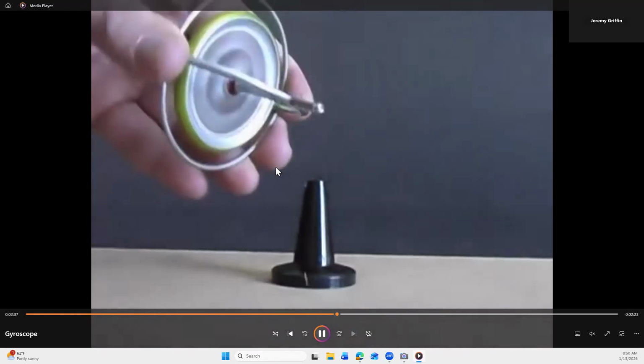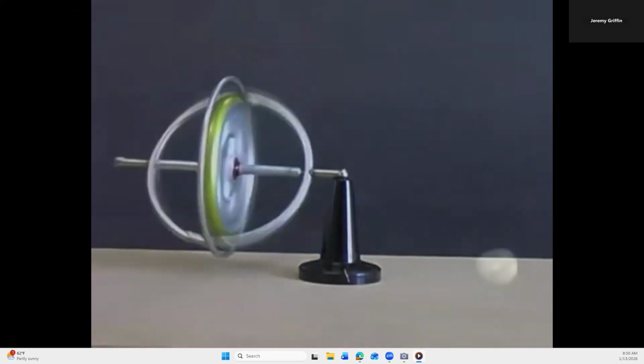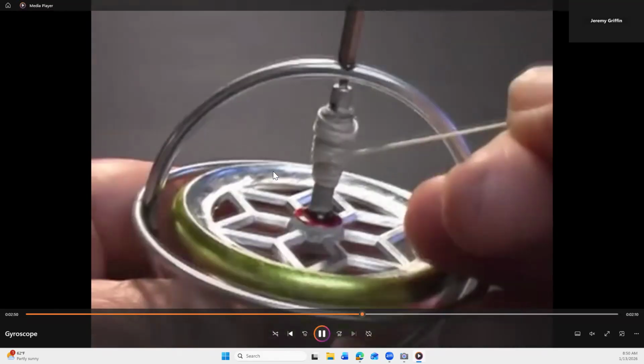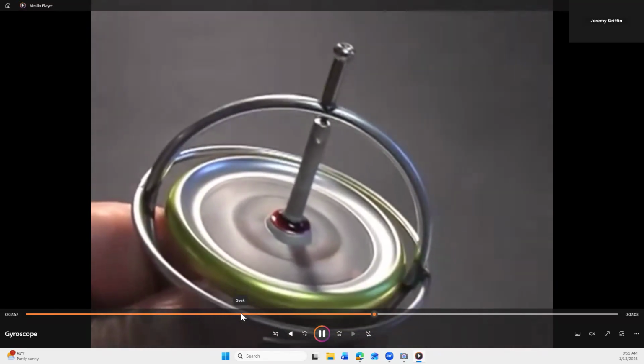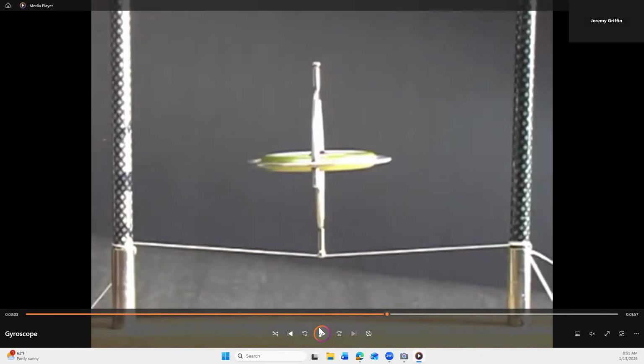Now, do you think angular momentum is going to be a scalar or a vector value? What do you think? Remember, what makes a vector is that direction matters. The fact that this wants to maintain its orientation is maybe a hint. This has to be a vector. Yeah, vector. So it wants to maintain that orientation. Now, why is that?